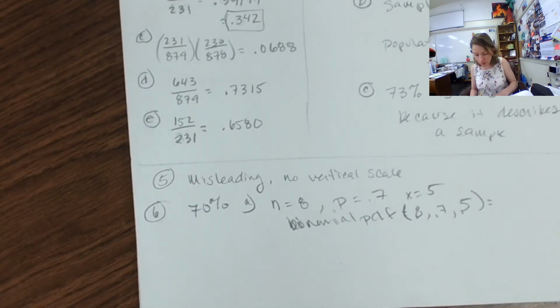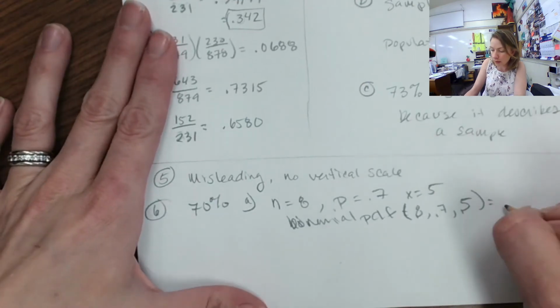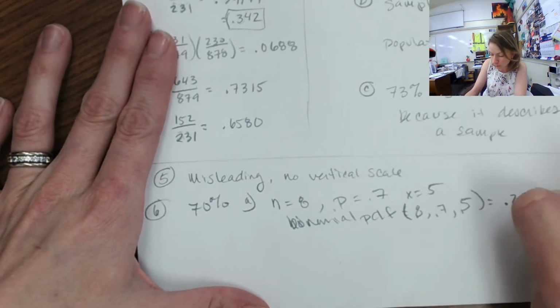Let me turn back on the calculator. Okay, binomial PDF, 8, 0.7, 5, and I get 0.2541.